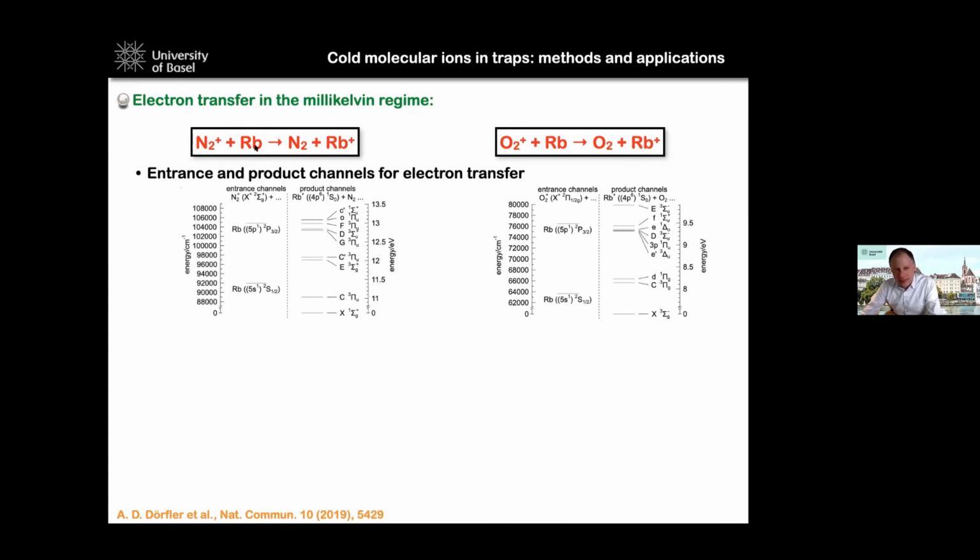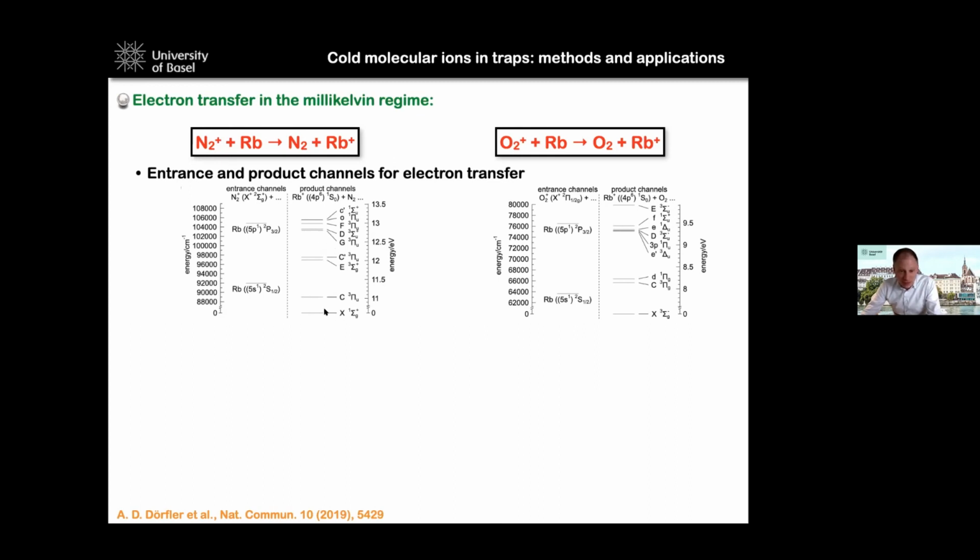Let's focus on the case of N2 plus and rubidium. The process that we are looking at is N2 plus colliding with rubidium, either in its ground state or in the excited 2P3/2 state. The product of this collision is then a rubidium plus ion, so it's a charge transfer, plus nitrogen in some excited electronic state. It's important to realize that nitrogen and rubidium have vastly different ionization energies, so the energy liberated by this charge transfer is quite high. You can see it's on the order of 100,000 centimeters to the -1, or 13 eV, whatever you prefer.